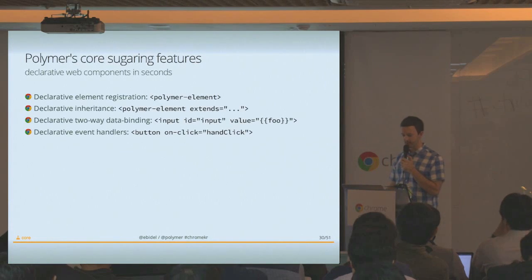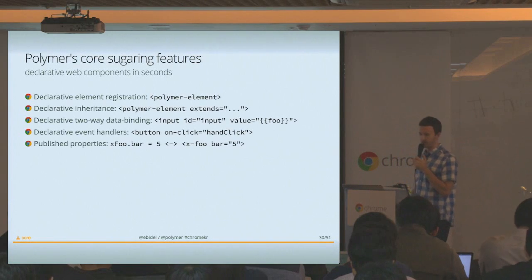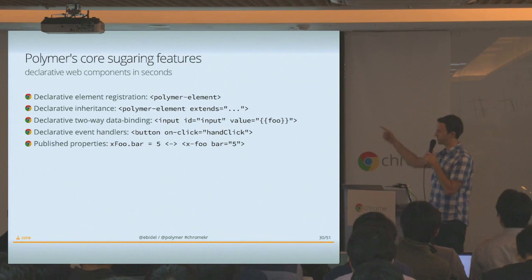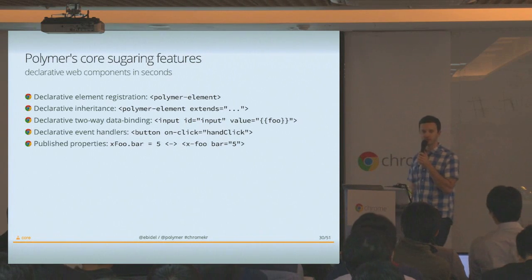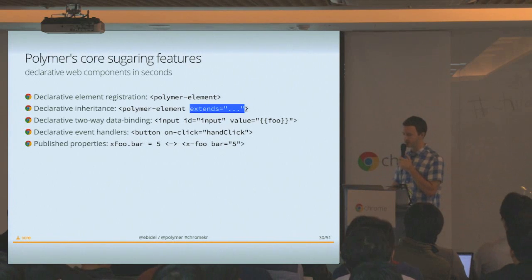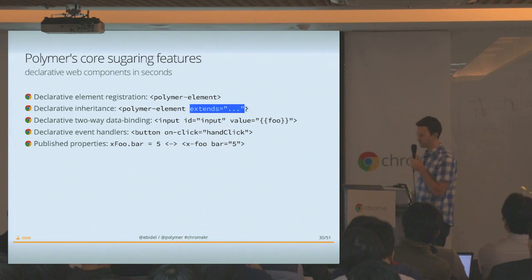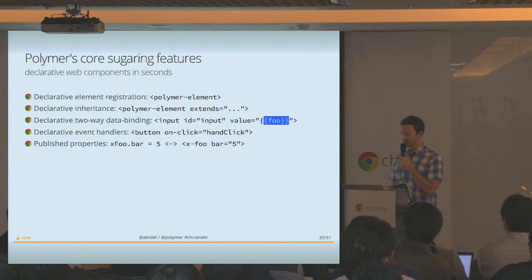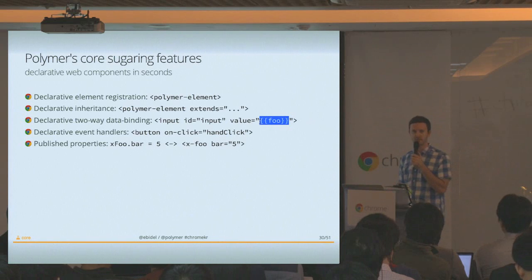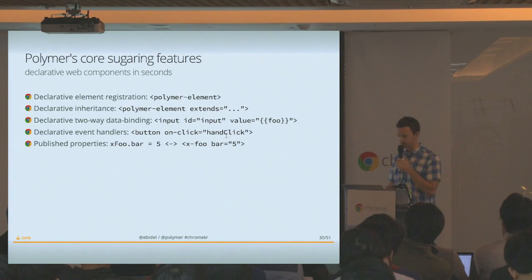The first couple you'll see here, core features of Polymer, they're all declarative, right? So instead of registering elements in JavaScript, you're declaring them using what we call the Polymer element syntax. You can extend elements very easily with this extends property that we have. You can do things like data binding, right? So if I want to data bind this input's value to the foo property, I can do that with the double mustache, very similar to any other framework out there.